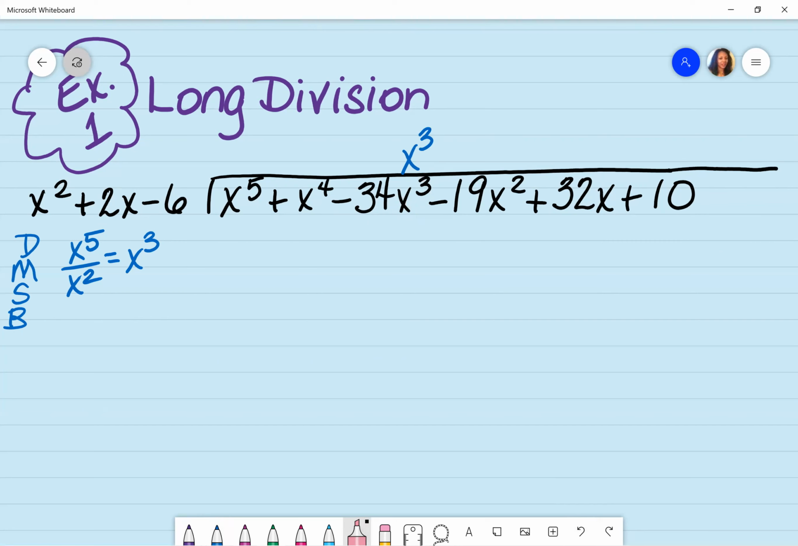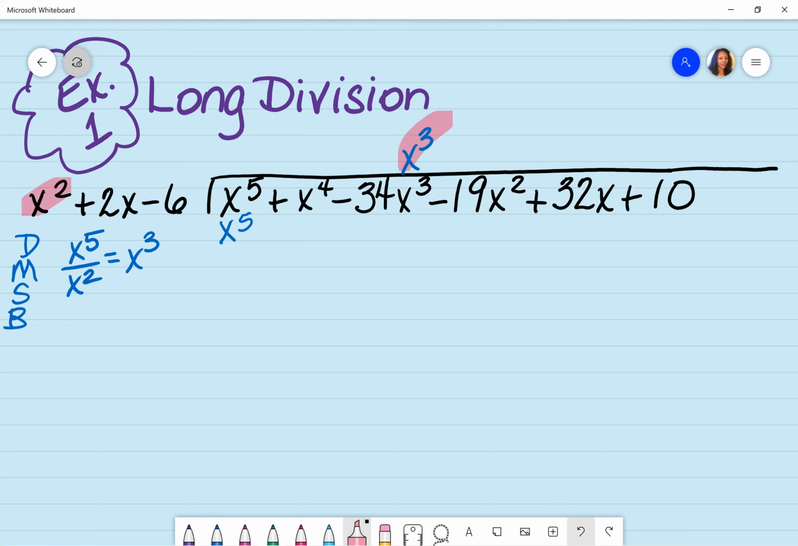My next step asks me to multiply. So what am I multiplying? Whatever this answer is times everything over here, which means I'm going to have to distribute. If I'm doing it correctly, my first term will always be what's above it. This is where I'm going to write my answer, x to the fifth. I got that again from x cubed times x squared.